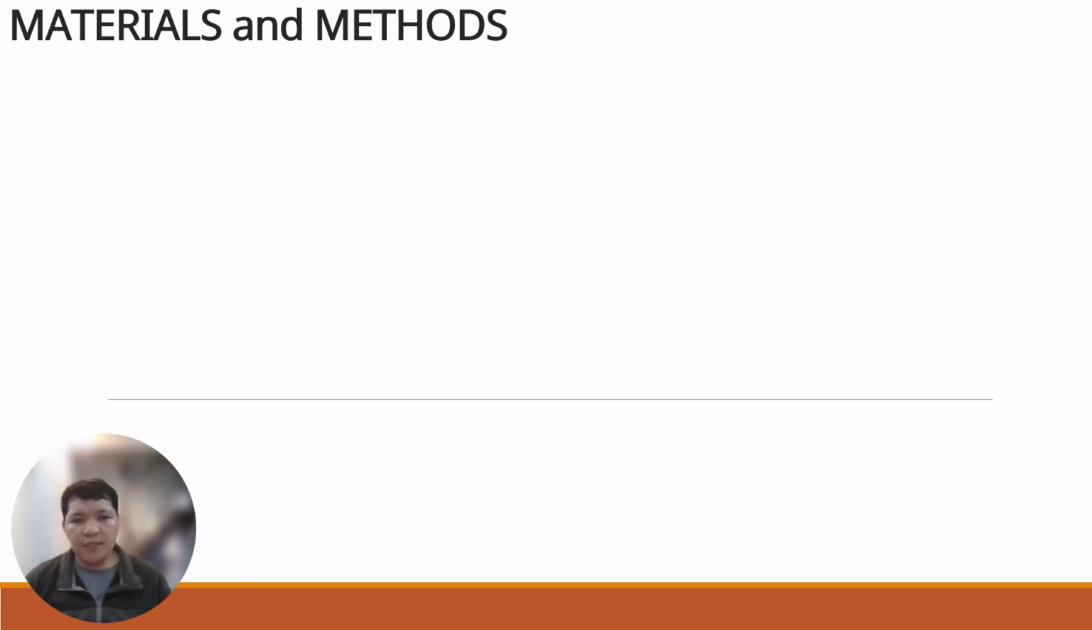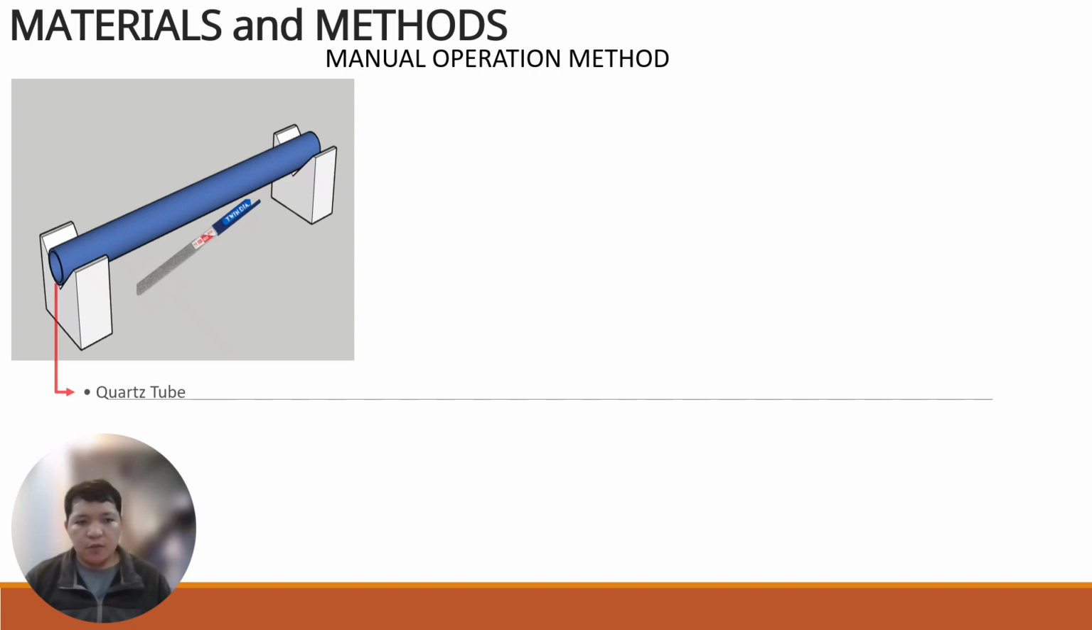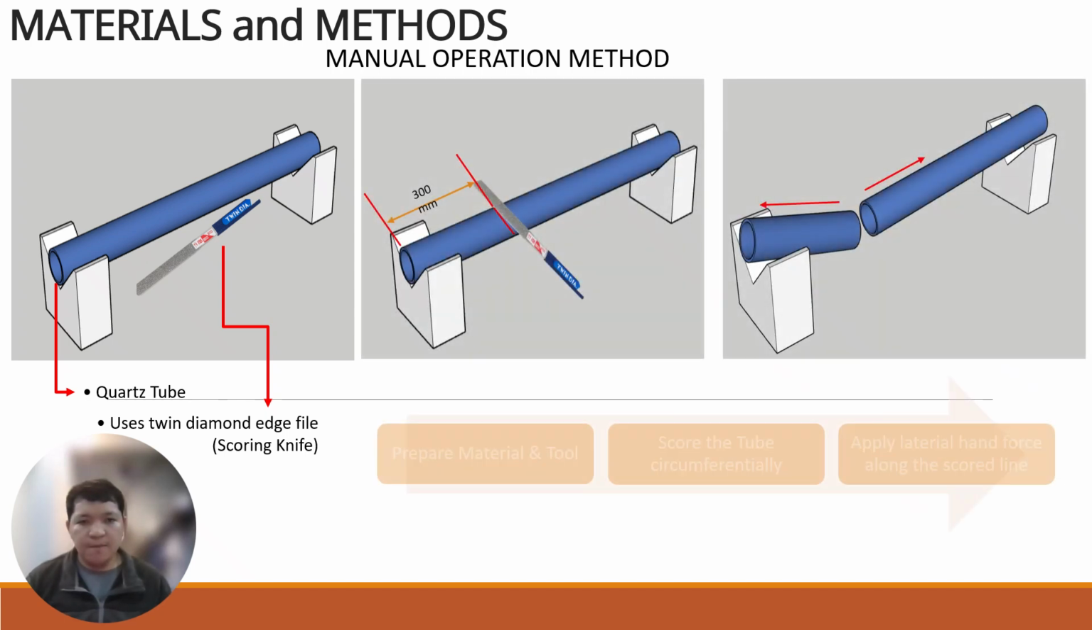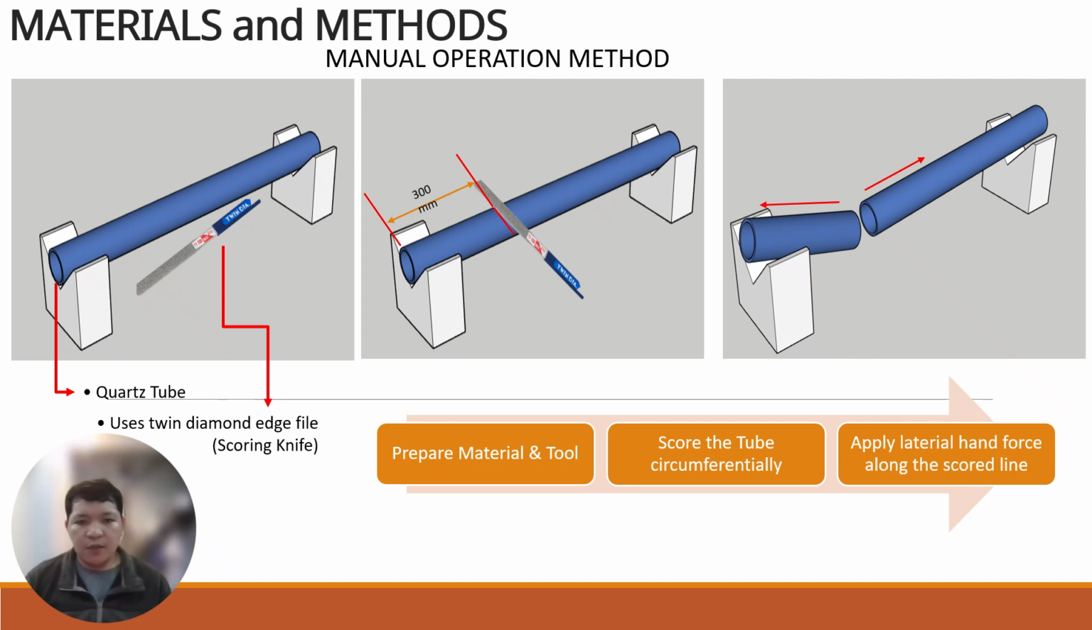For the materials and methods, so manual operation at first. For the manual operation, we are using the quartz tube and we use also the scoring knife, or what we call the twin diamond edge files, for the preparation of materials and tools. So at first we prepare the material and tools as mentioned, then we will score the tube circumferentially and we apply the lateral force along with the tube to make it cut.